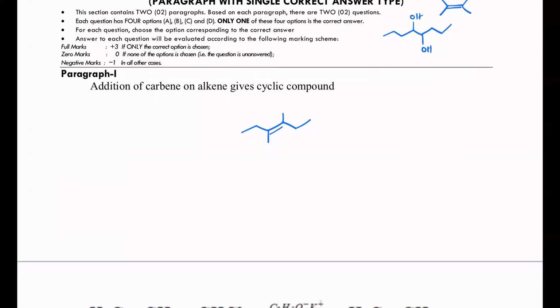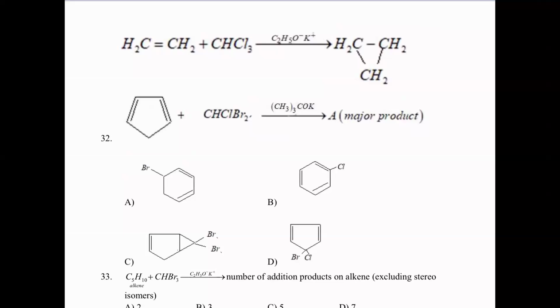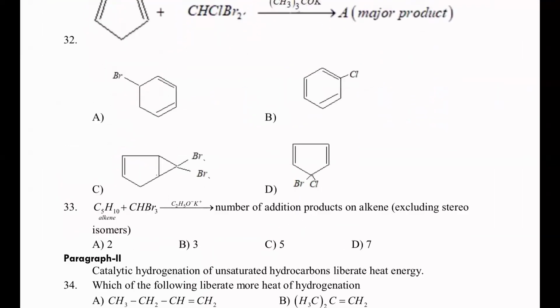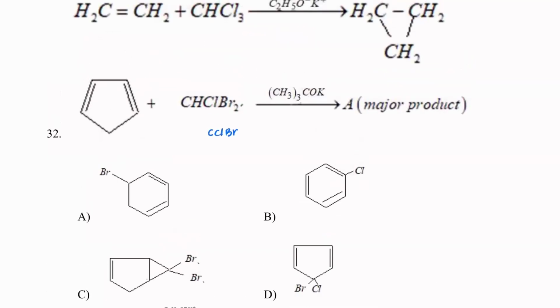Next question: addition of carbene on alkene gives a cyclic structure like this. Which is fine. And what will be the major product? A is a major product, and we need to figure out which one is the major product. Listen up here. First we will make this into CClBr as the carbene form, because O minus will take away H plus. Thereafter, Br is a good leaving group, so that will go away, and this is the carbene which is formed. And this carbene will get added onto this one like this.